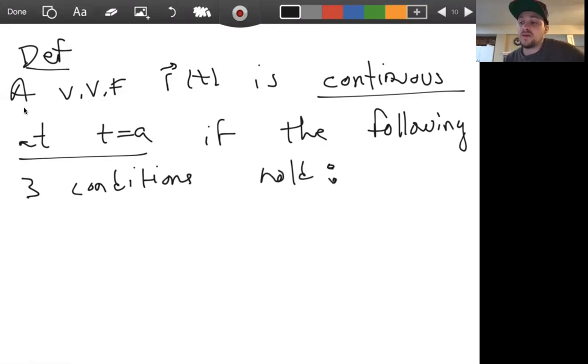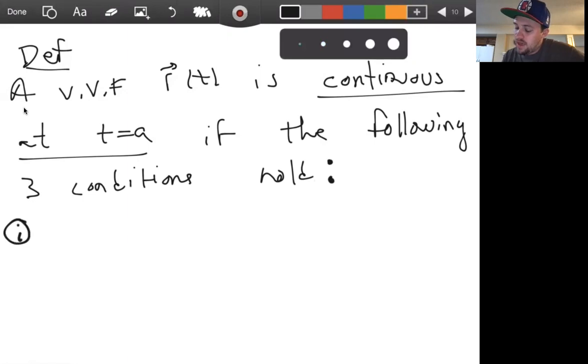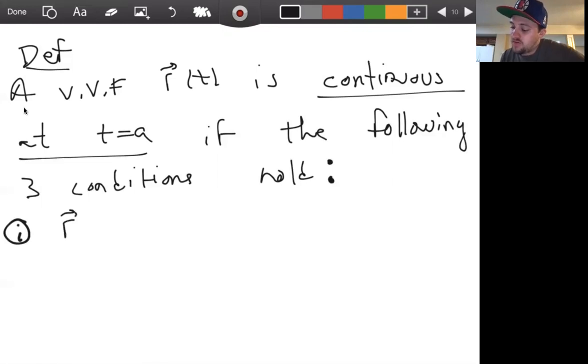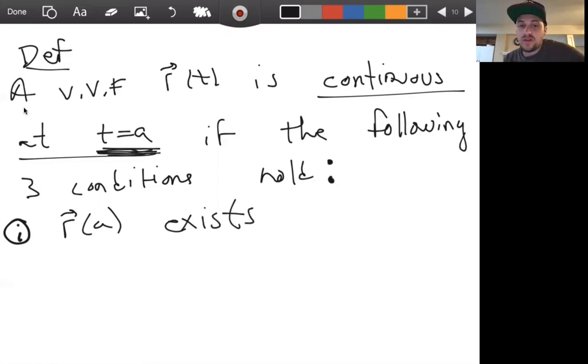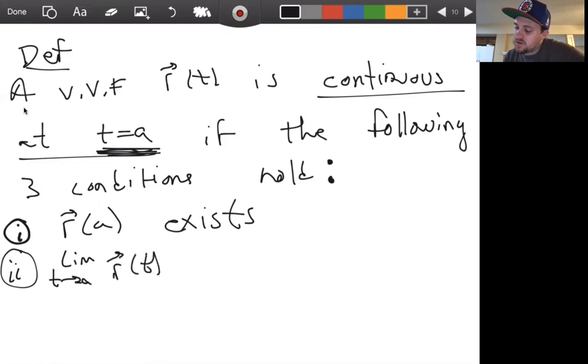We need all 3 of these conditions to hold. It does not suffice for 2 of the 3 or 1 of them to hold. Here are the 3 conditions for a vector valued function to be continuous. We have that r of a exists. So where we're stopping for our t value, the function at that t value must exist. We also must have that the limit as t approaches a of our vector valued function r of t exists.